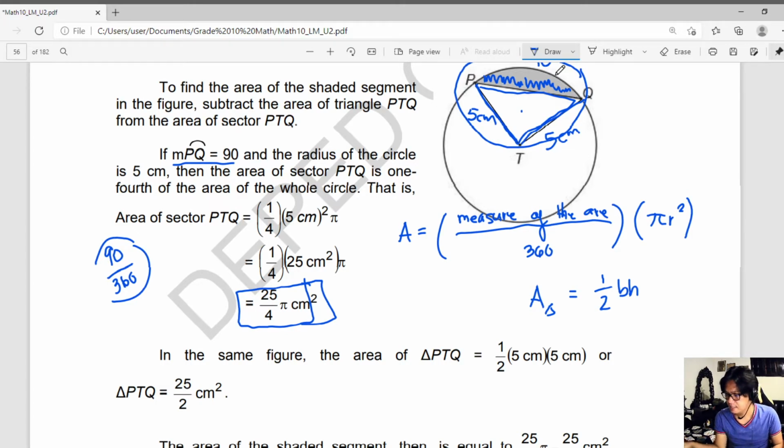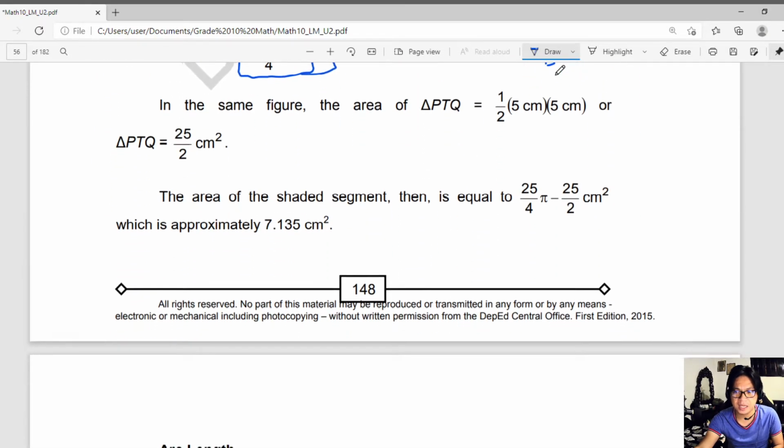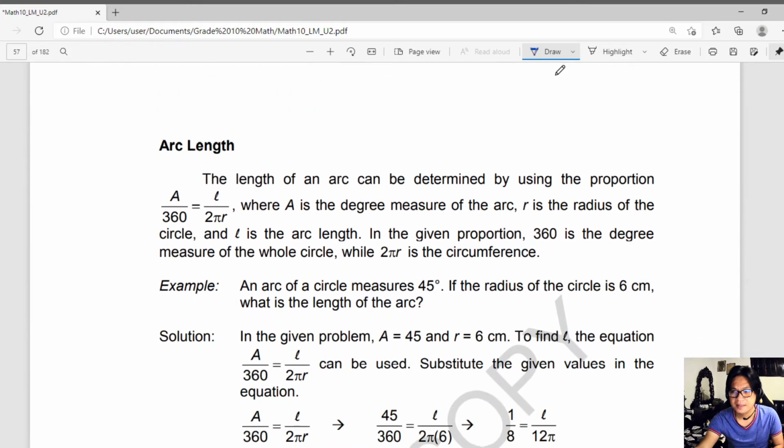Okay? So let's proceed with the last formula related to the circle, which is the arc length. The length of an arc can be determined by using the proportion. This is the formula we will use.